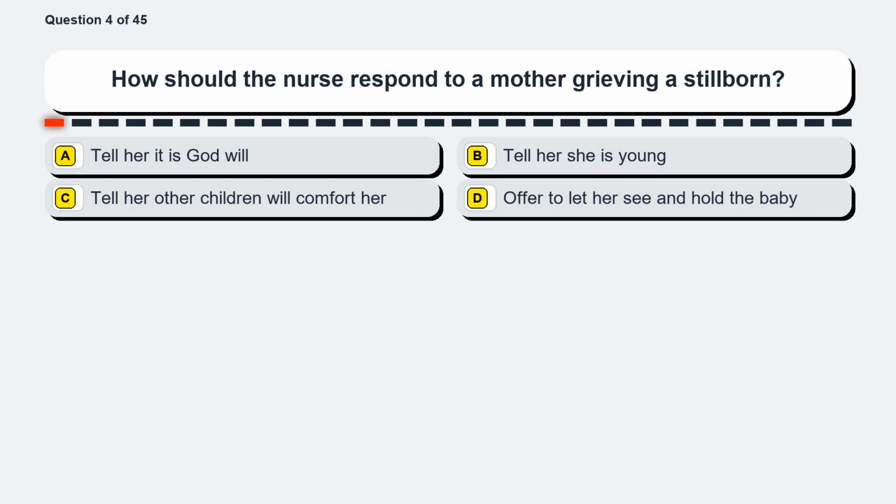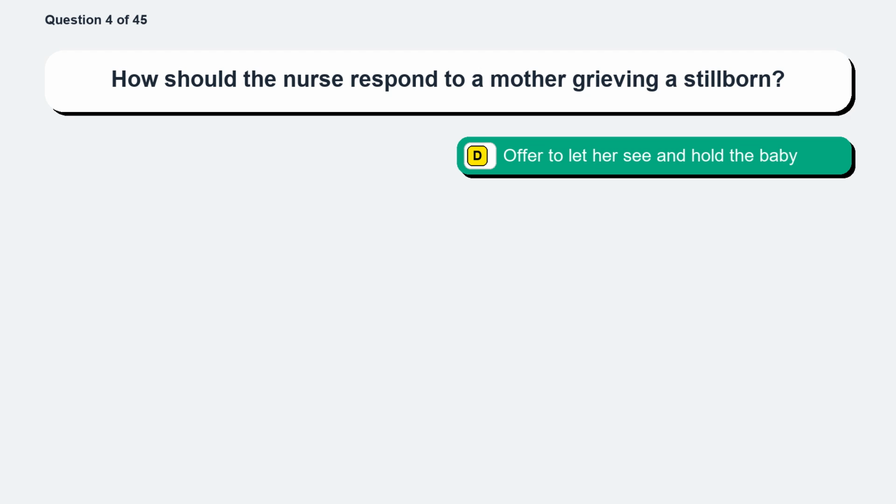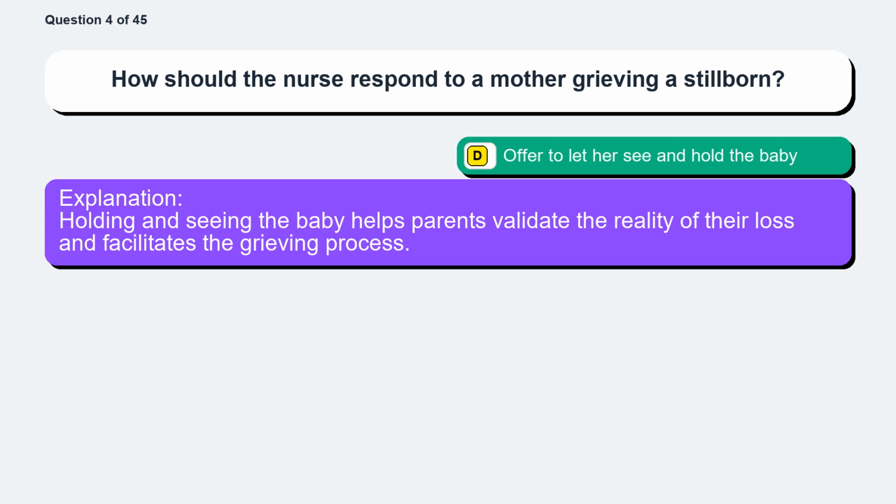Question 4. How should the nurse respond to a mother grieving a stillborn? Option A. Tell her it is God's will. Option B. Tell her she is young. Option C. Tell her other children will comfort her. Option D. Offer to let her see and hold the baby. The correct answer is option D. Offer to let her see and hold the baby. Holding and seeing the baby helps parents validate the reality of their loss and facilitates the grieving process.